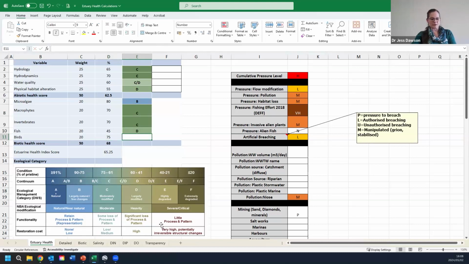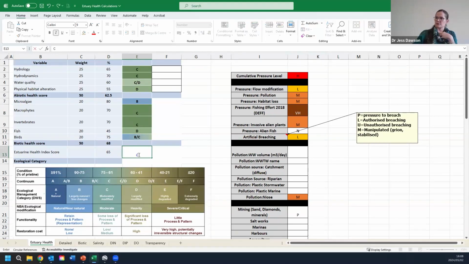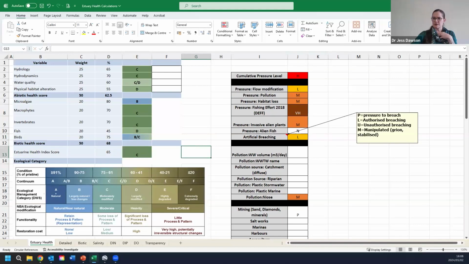So we'll have a look at how it compares to what the NBA assessment did. Here we've got a 62 for abiotic and a 68, which brings our average to 65, which gives us a C category for this estuary. So let's go and have a look at what the NBA says.